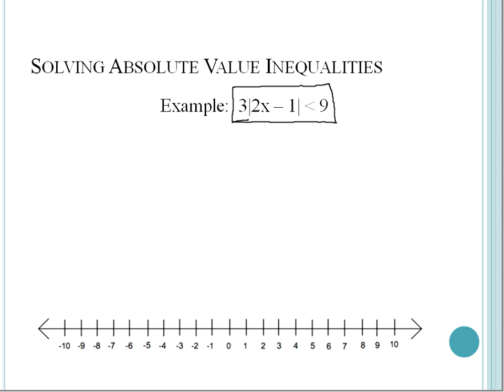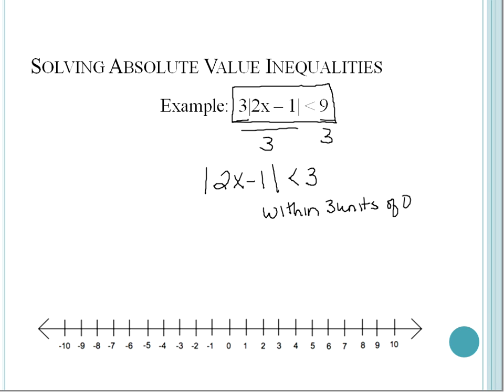Excellent. So someone tells me divide by 3 right away because I want to isolate that absolute value. So if I divide both sides by 3, I get the absolute value of 2x minus 1 is less than 3. And now it says, okay, I want to take twice a number and subtract 1, and I want to be within 3 units of 0. Excellent.